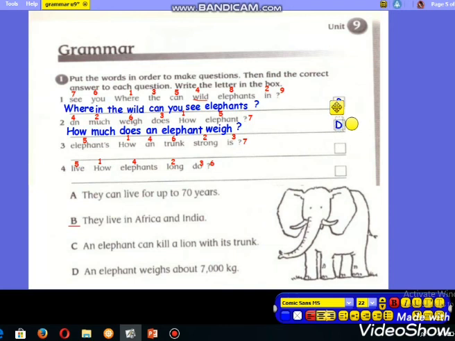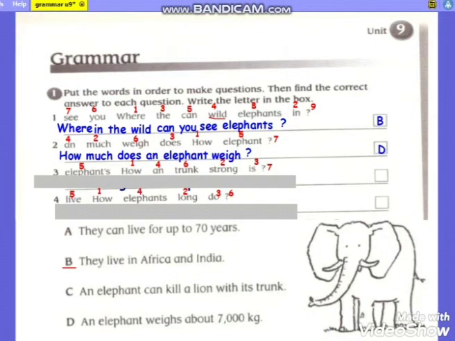Excellent. Question number 3. We have the words elephants, how, and, trunk, strong, as. And you have to start your question with how. After how, we are asking about the strength of the elephant or the elephant's trunk. So you have to write how strong. How strong. Here it is.